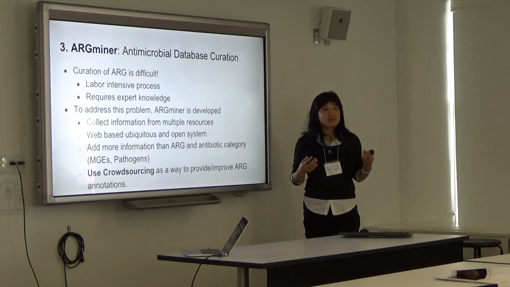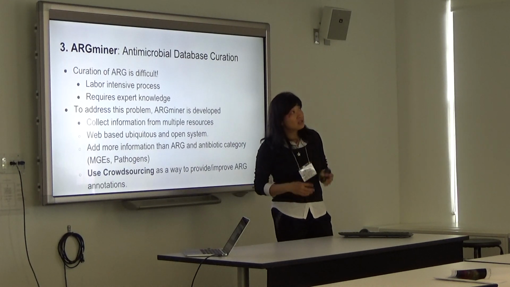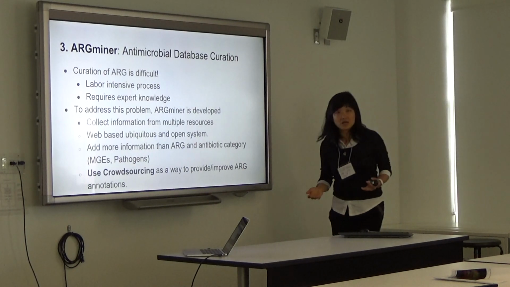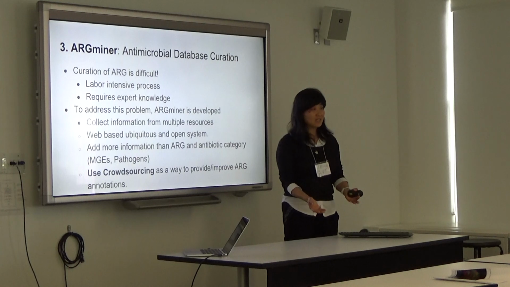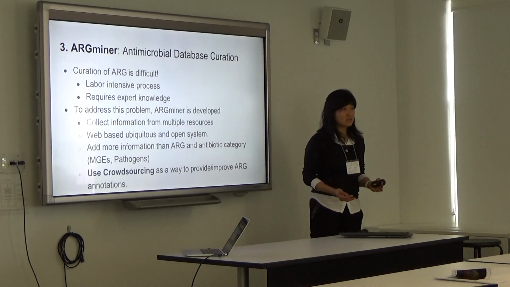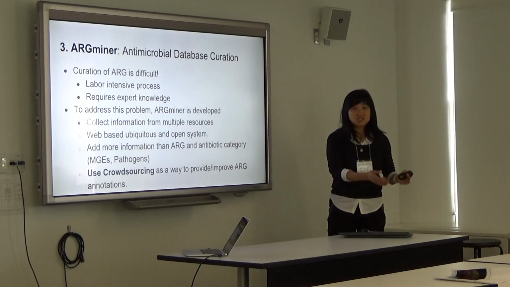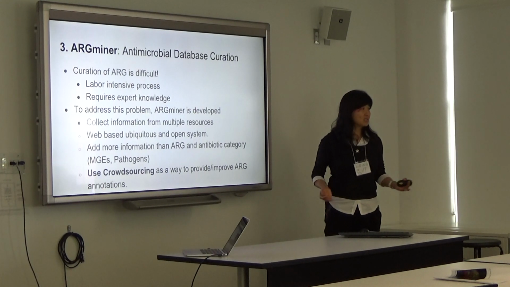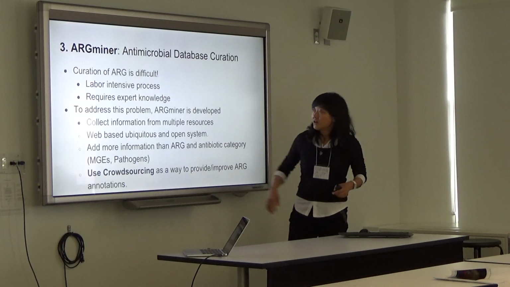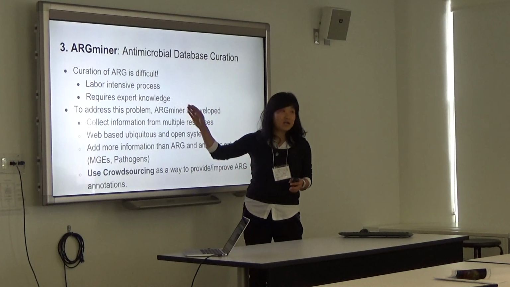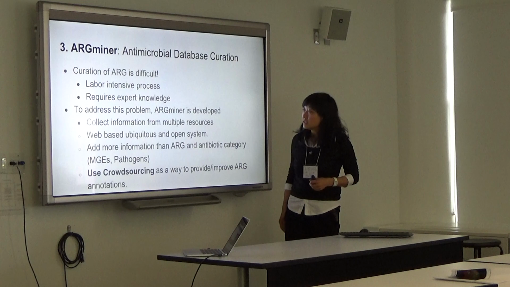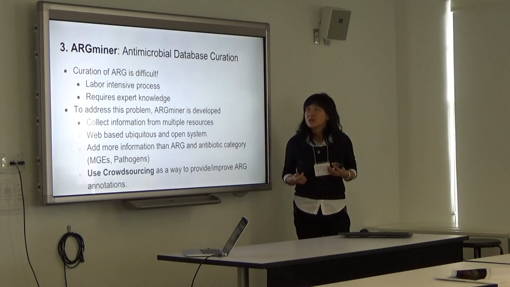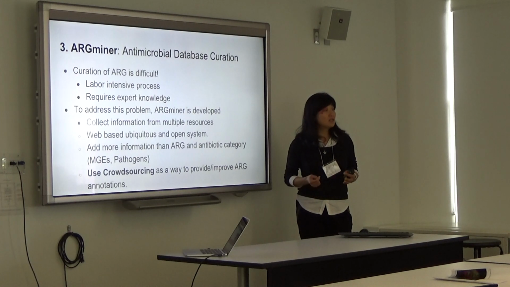So we know that identifying or discovering a new antibiotic resistance gene is very difficult, right? Traditionally you have to really test it, with functional assays, to see whether this gene actually confers antibiotic resistance, which is very slow lab work, very time-consuming, and also requires domain expertise. So curation of ARGs with high quality is very difficult.